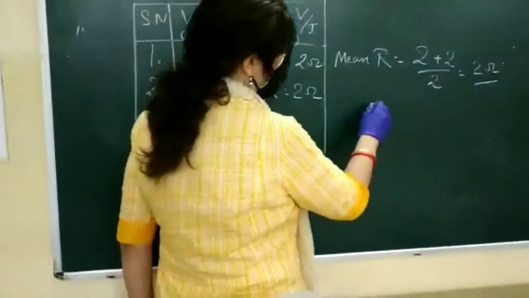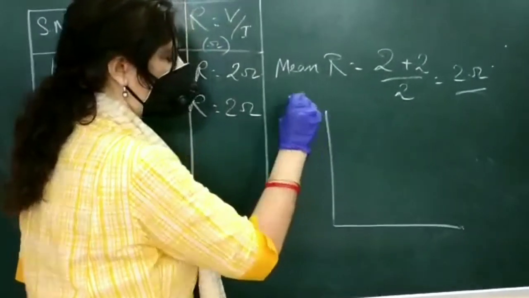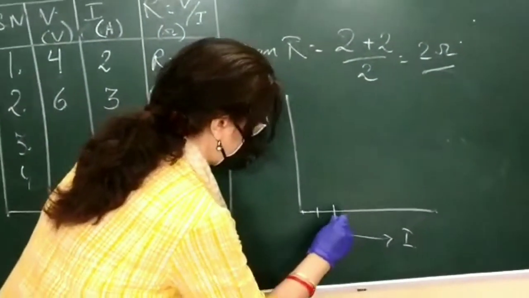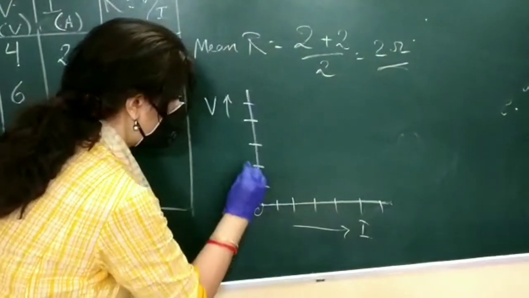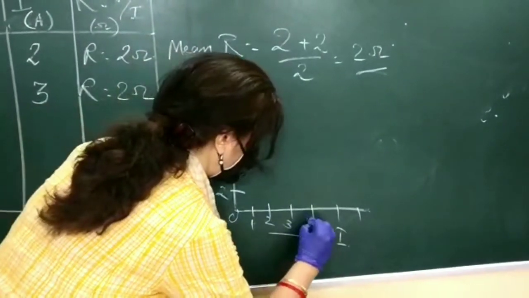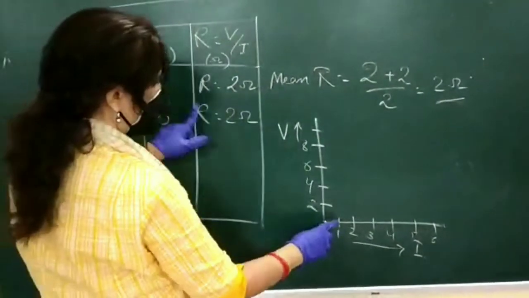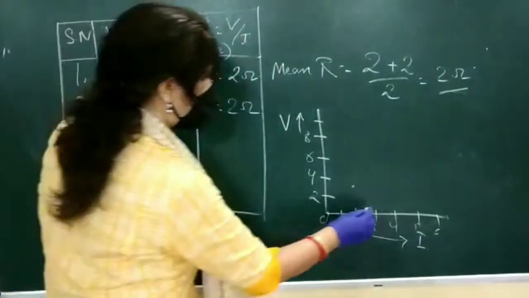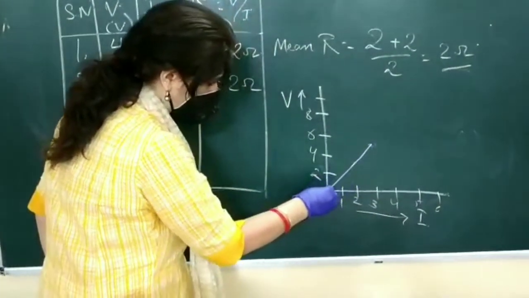Now how to plot a graph? On the y-axis we are taking V, and here we are taking I. And here of course these are the graduations: 0, 2, 4, 6, 8, and 1, 2, 3, 4, 5, 6 and so on. So if I is 2, voltage is 4. If I is 3, voltage is 6. Then we join these and we see that it is a linear graph.